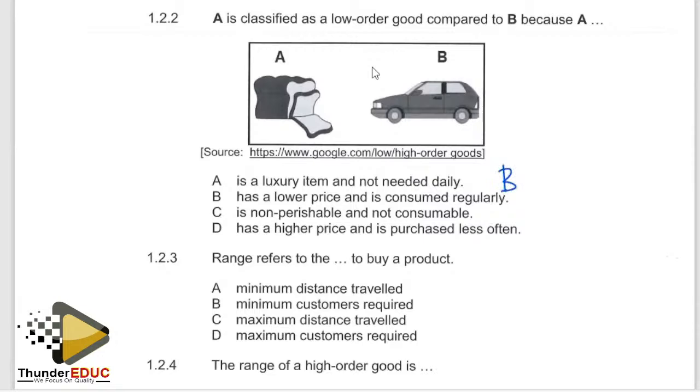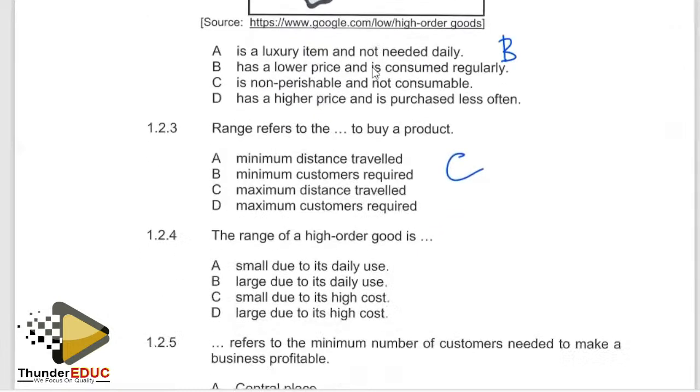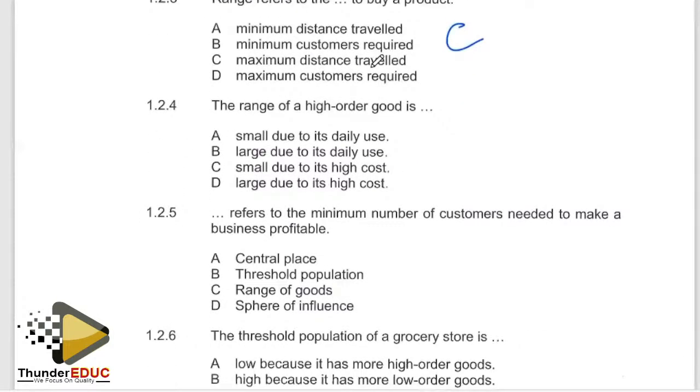Okay. 1.23 range refers to the maximum distance a consumer or a buyer is willing to travel to buy a certain good. So the maximum distance traveled becomes C. Okay, we proceed. The range of a high order good is D, large due to its high cost. Put D here.